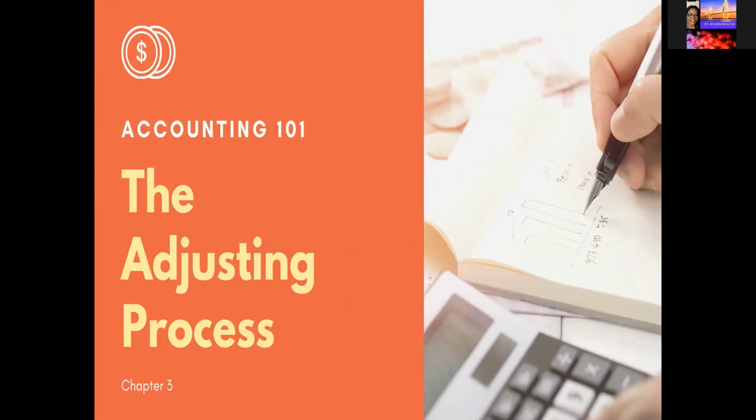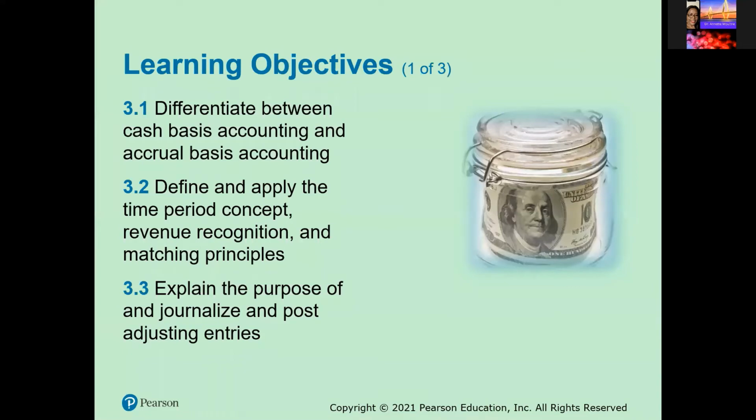Okay, so we're starting this video with Chapter 3. And Chapter 3 involves the adjusting process. The learning objectives for Chapter 3 are: one, differentiate between cash basis accounting and accrual basis accounting. What are the differences between cash basis and accrual basis? Two, define and apply the time period concept. We're going to talk about revenue recognition and matching principles.